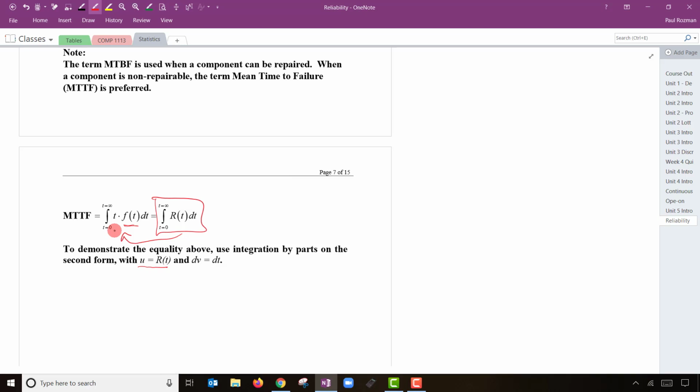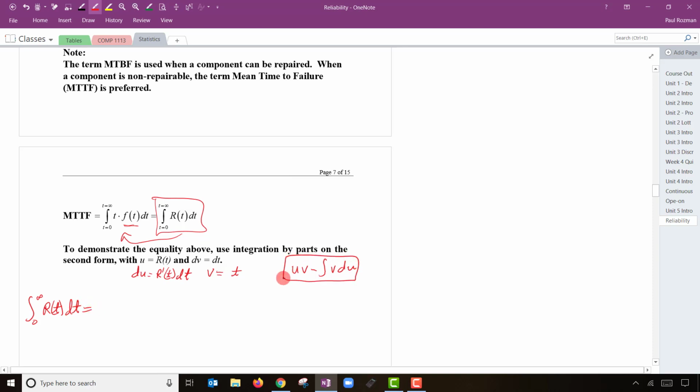If you let u equal r of t, then du is r prime t dt. And let dv equal the other piece, the dt. Then if you integrate that, v will equal t. And remember, integration by parts, you get uv minus the integral of v du. So if we start with our r of t dt here, we can replace it with uv minus the integral of v du.